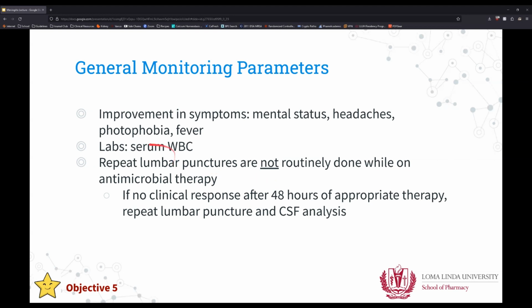And of note, it says serum. So that is going to be vastly different from monitoring our CSF white blood cells, because a repeat lumbar puncture is not routinely done while on antimicrobial therapy. However, it is sometimes done in the case that we have started antibiotics and there is no clinical response after 48 hours. At that point, the team may consider a repeat and then further analysis.